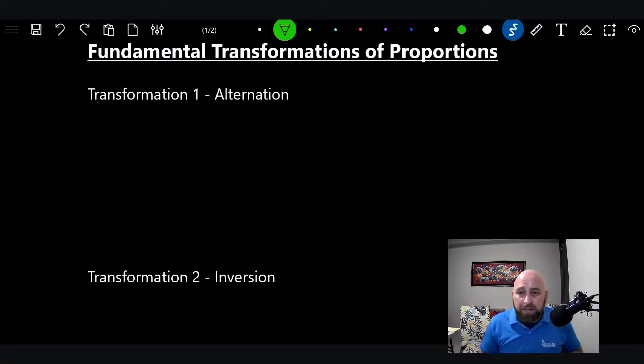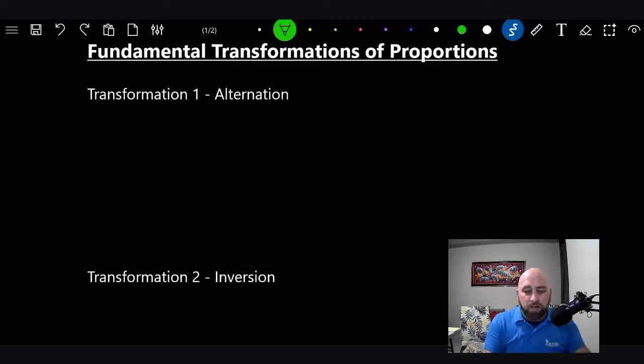Here's what it means. To alternate is to switch back and forth between something. So A, B, B, A, C, A, A, C. We're alternating back and forth with A, C, and B, C, and A, B. All right? So basically switching them back and forth. What does that mean for a proportion?